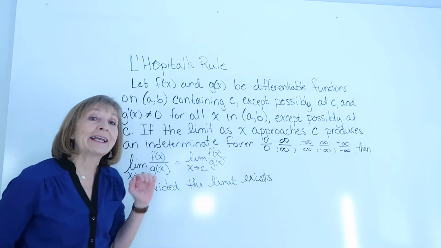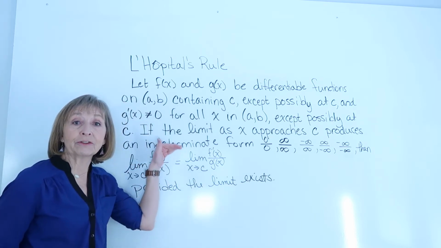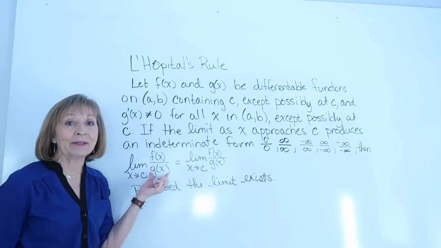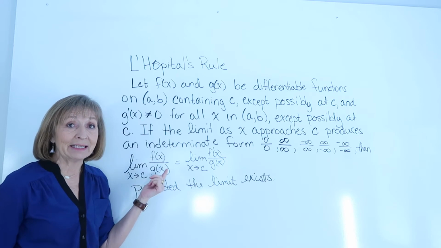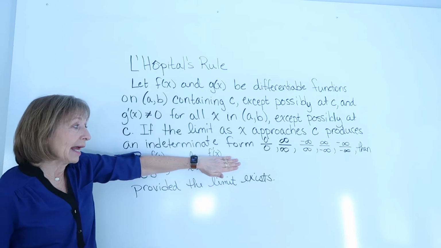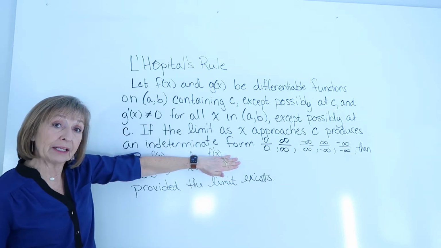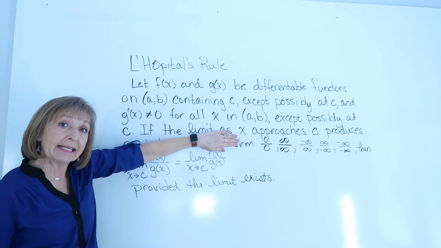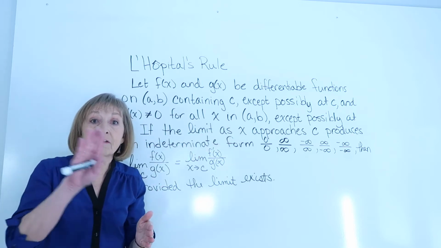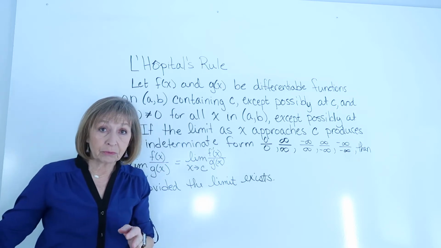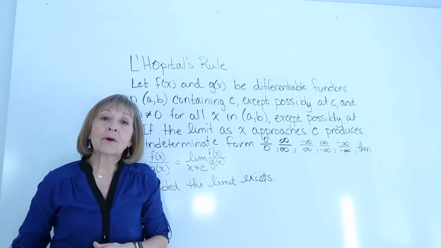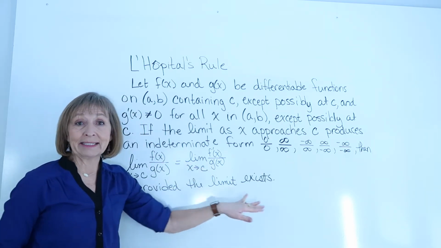This is trying to find the limit of the ratio of two functions. So I'm looking at the numerator separately from the denominator, and I'm taking the limit of these, and that's when I can apply L'Hopital's Rule. I'm just differentiating the numerator as a completely separate function from the derivative of the denominator, not taking the derivative of an overall quotient. That would need the quotient rule. This just needs the derivatives of them individually. So this is true provided that limit exists.